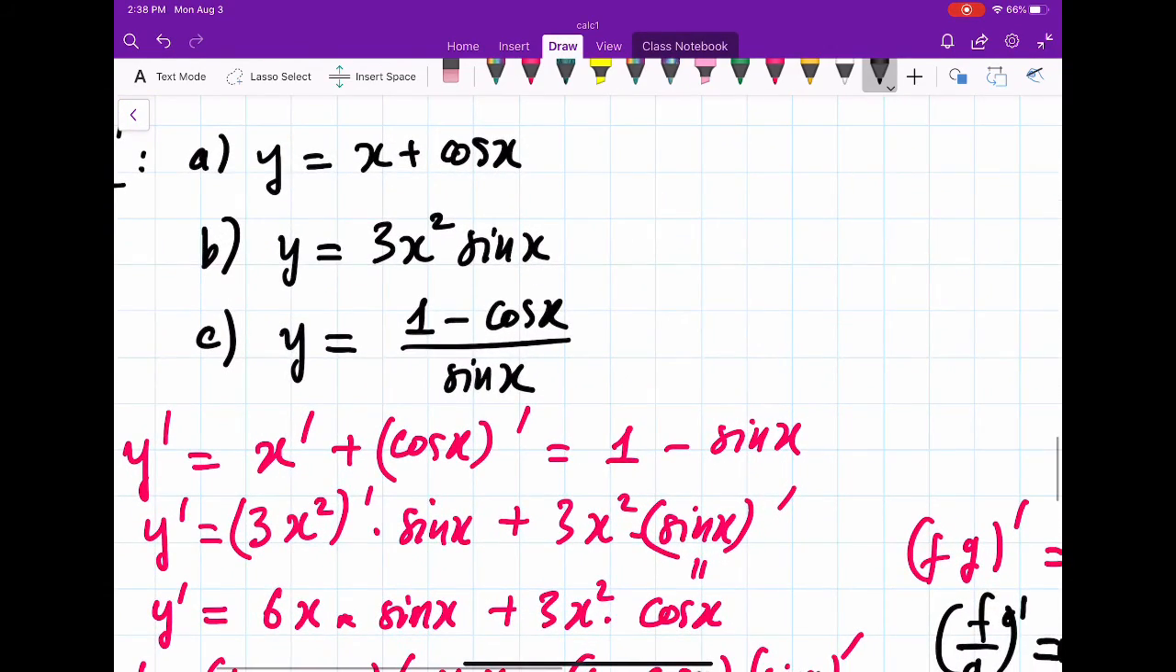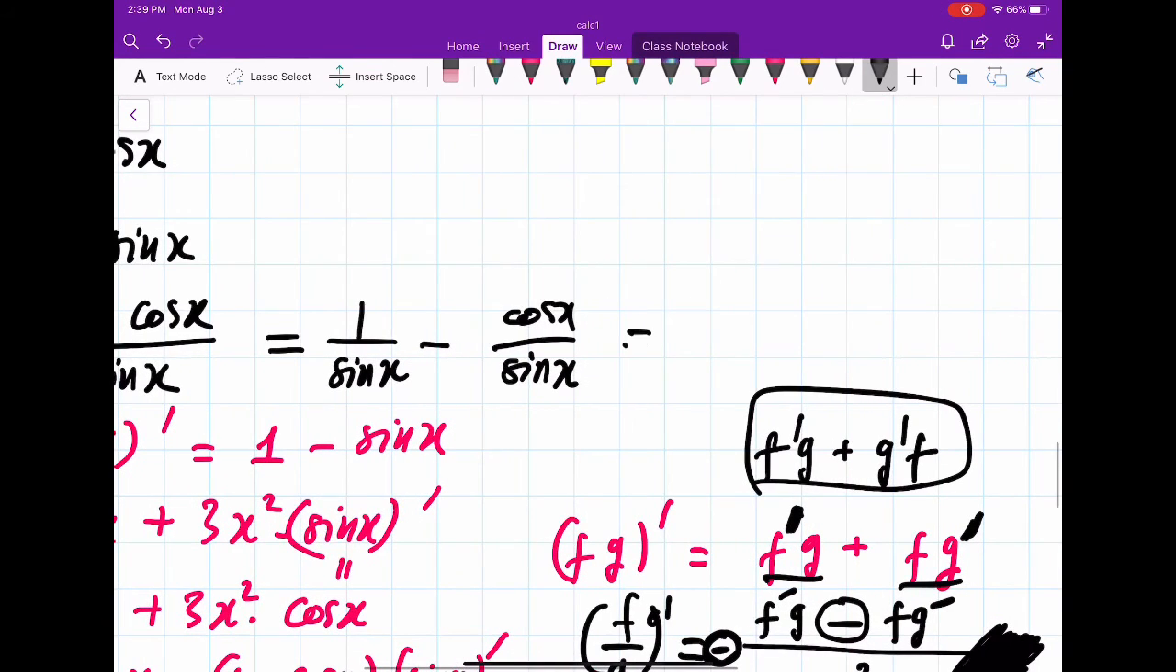How? You might think, yeah, this function is nothing but 1 over sine x minus cosine x over sine x. What is 1 over sine x? That is cosecant of x minus cotangent of x. And then you differentiate this function and this function, and you get what you need. Okay, so I've left that for you.